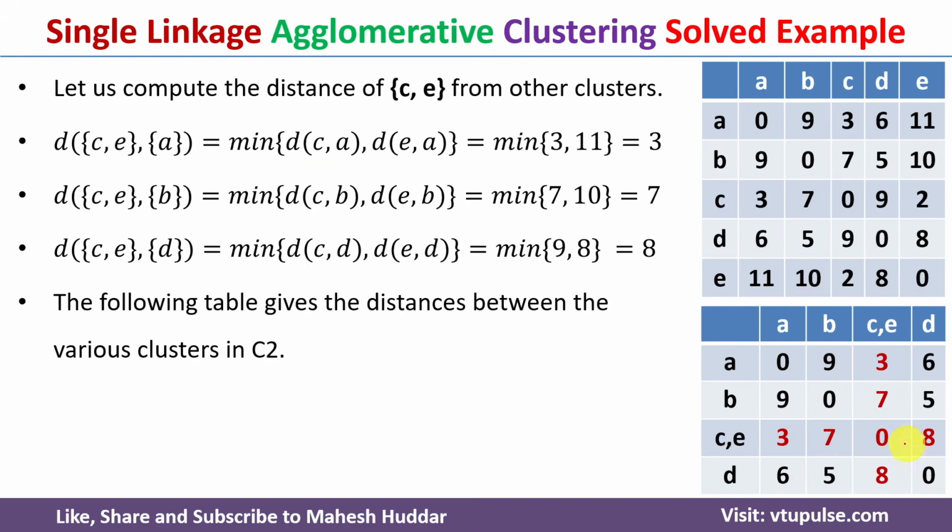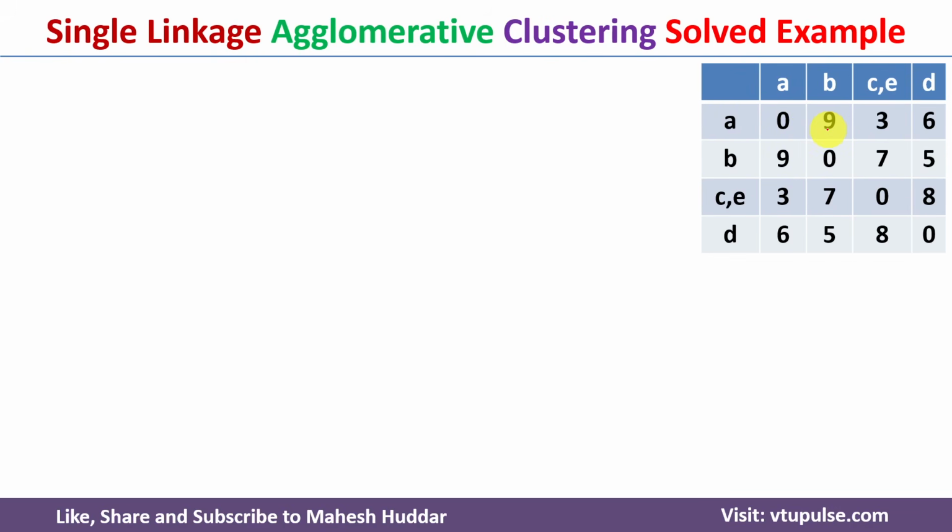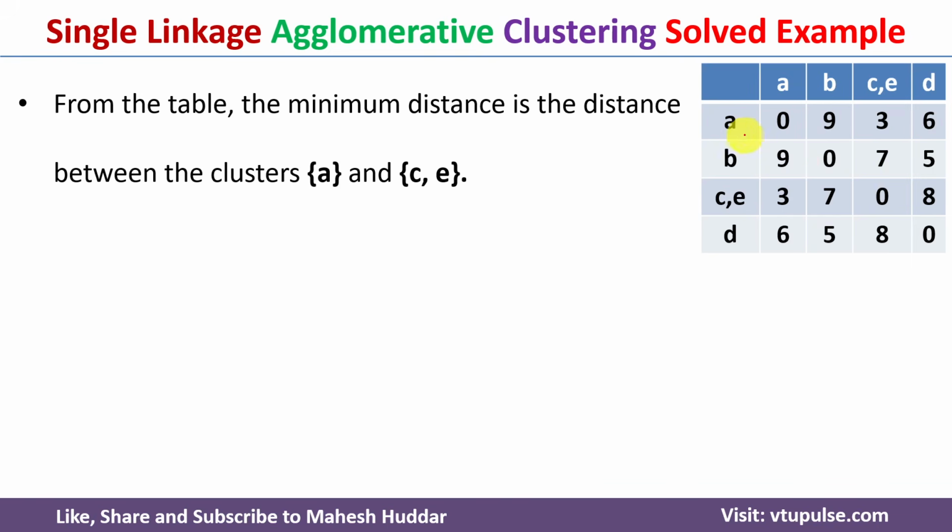We will get the updated distance matrix here. Now, once you get this updated distance matrix, that will be considered as the distance matrix for the next iteration here. Now, again, from this table, we need to identify the two clusters whose distance is minimum here. And if you notice this distance matrix carefully, the distance between cluster A and CE is 3, which is minimum among all the distances here.